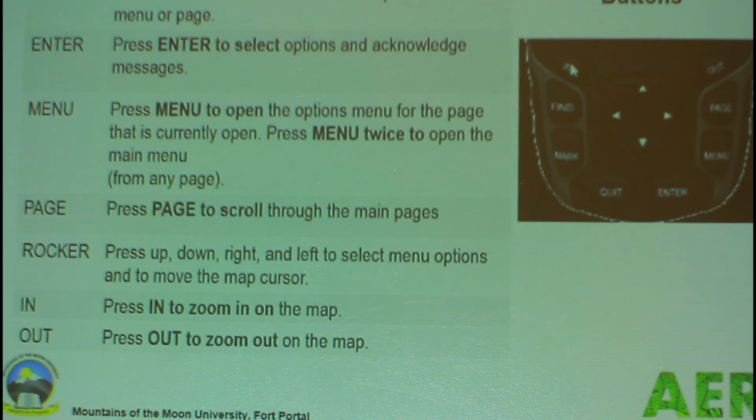It stands for zooming in, and the out button is for zooming out of the screen of the GPS. So those are different buttons that can be used to operate the GPS. And you just need to practice with the GPS to understand better and use them easily.